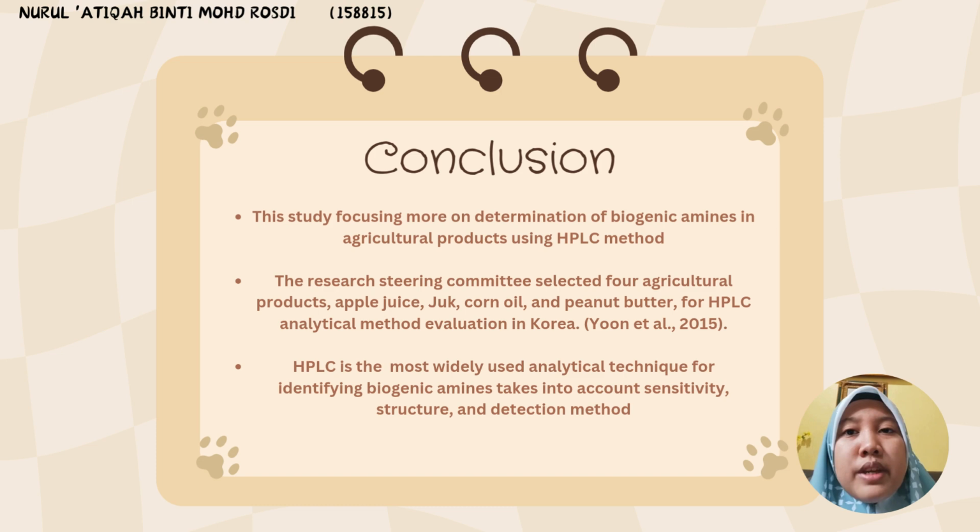From this study, all matrices except corn oil had spermidine and spermine, while tyramine was found in peanut butter and apple juice. Nut butter had the highest concentration of spermidine and spermine. Thus, we can say that HPLC with derivatization is the most popular analytical method for determining biogenic amines, considering the 3 factors when selecting one of the several derivatizing agents, which are sensitivity, the structure of the biogenic amines, and the detection method.